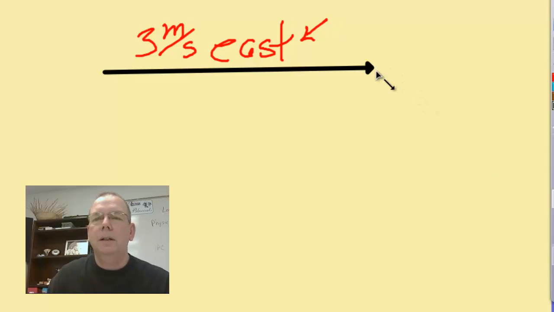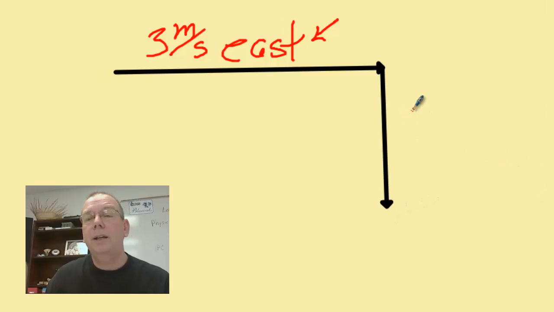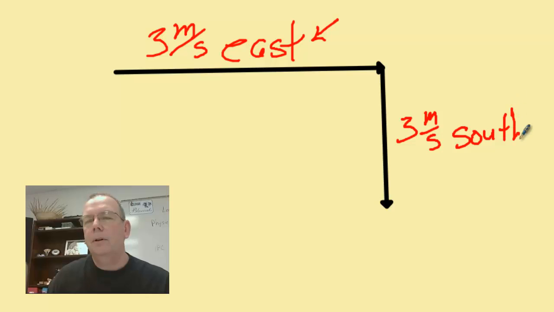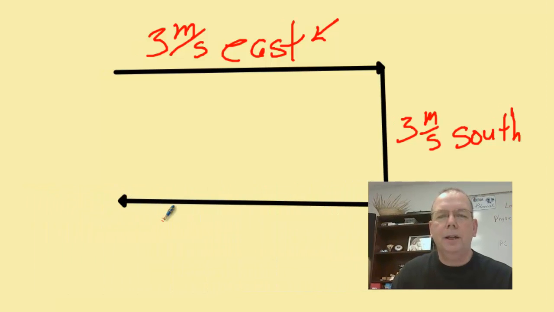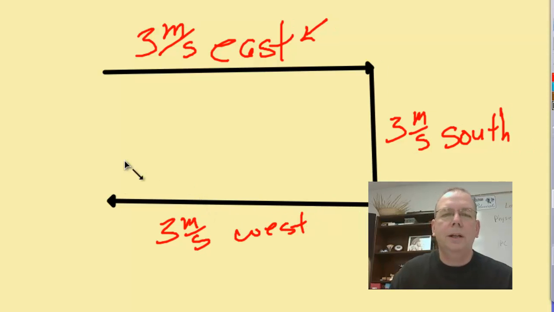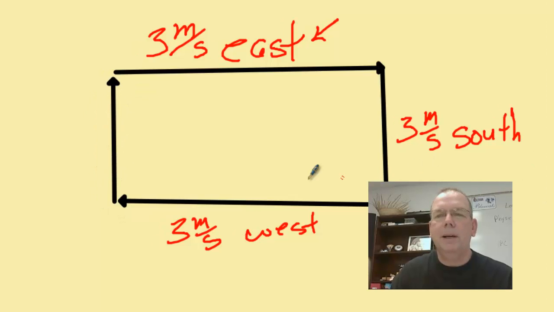Here again, we could get to the corner, and this object or person, whatever it is, could change its velocity, and so now it's going 3 meters per second south. And then we have another change in velocity, and we're going 3 meters per second west. And one more time we can change our velocity and go 3 meters per second back to the north.